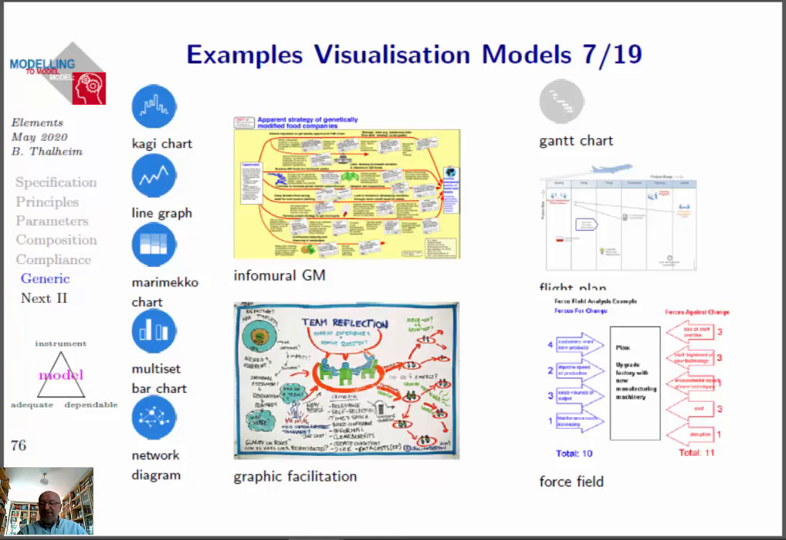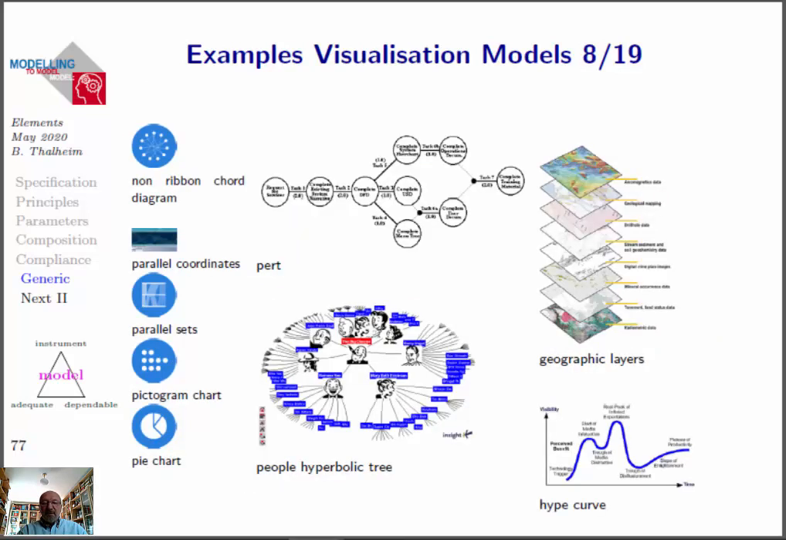You might also use some kind of force field diagrams, good force and bad force, in order to represent this kind of setting. As an abstract form you have maybe some known ribbon chord diagrams or some parallel coordinates diagram or some parallel sets or some pictogram charts or some pie charts, how you develop in the classical setting with Excel. You might represent things also in a hyperbolic form, as in a hyperbolic tree for instance, that shows also the importance of different parameters.